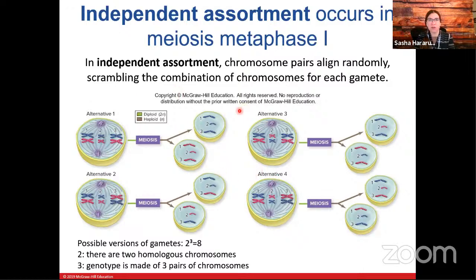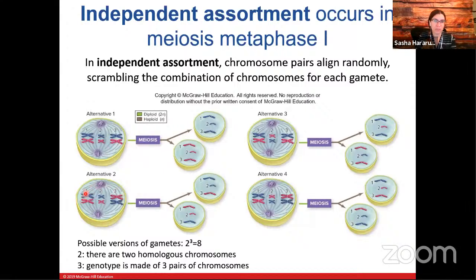During independent assortment, chromosome pairs align randomly, scrambling the combination of chromosomes in each gamete. So take a closer look at the picture here. Again, the chromosomes pair up into homologous pairs during meiosis, and these pairs can be arranged in various combinations in terms of where the paternal chromosome is located and where the maternal chromosome is located. For instance, in version 1, all of the paternal chromosomes are aligned on the top, and all of the maternal chromosomes align on the bottom.